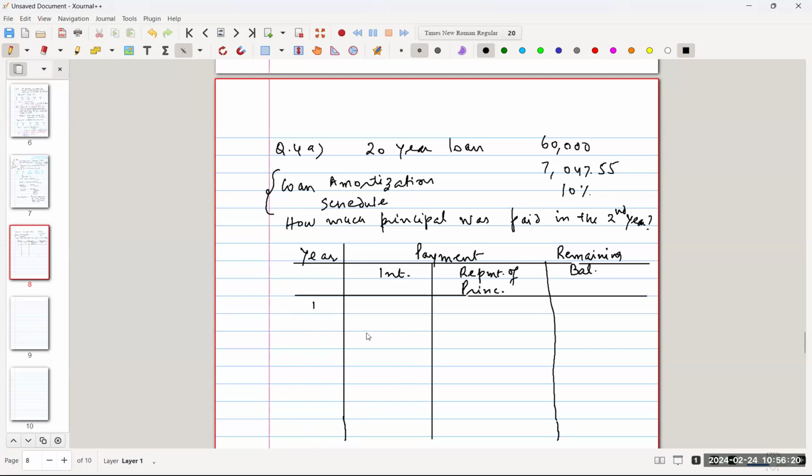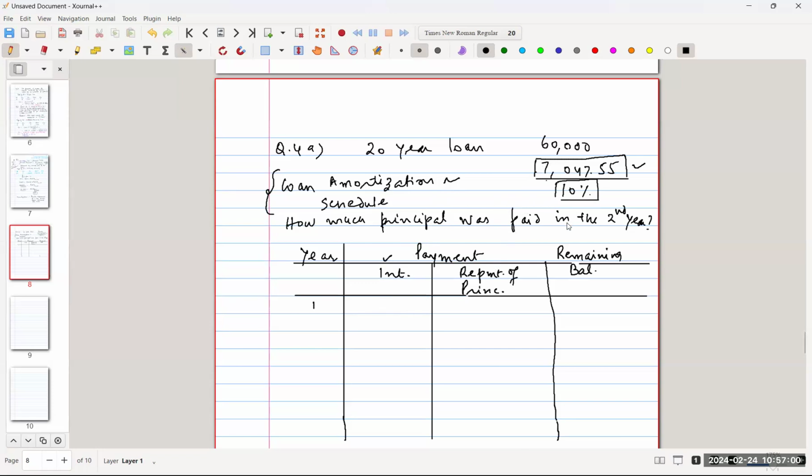So in the first year, we make a payment of $7,047. Every year we are making this payment. And so let's highlight, this is the payment. Now this payment is divided into two parts. A part of this payment goes towards interest payment, and another part goes towards the repayment of principal. That is how amortization works. So we need to figure out how much of the $7,047 we have paid in the form of interest in the first year. So the interest rate we had calculated is 10%, right?